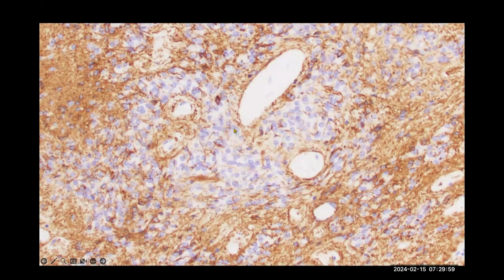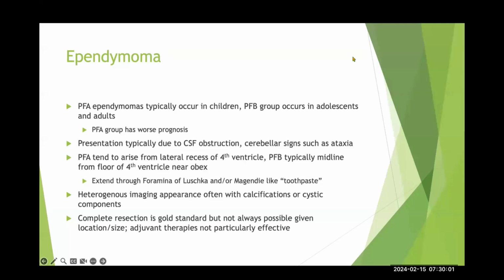All right. Thank you, Dr. Goldsekin. So as you mentioned, ependymoma was the diagnosis in this case. Two groups, PFA, typically more in children, and PFB, more in adolescents and the adult population, is seen here. The PFA group tends to have a worse prognosis overall, as you'll come to find out on pediatric rotation. Presentation, as was in this case, is typically due to CSF obstruction. There can also be cerebellar signs such as ataxia that patients can present with over time as the tumor enlarges.